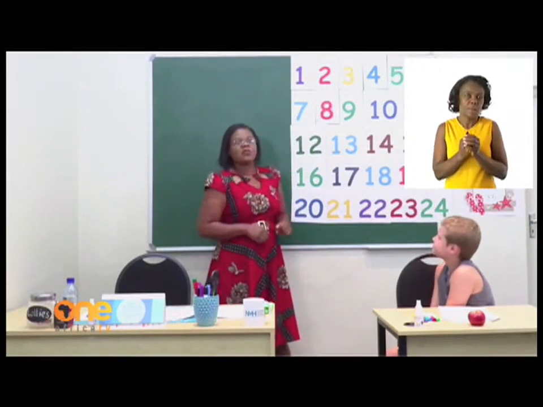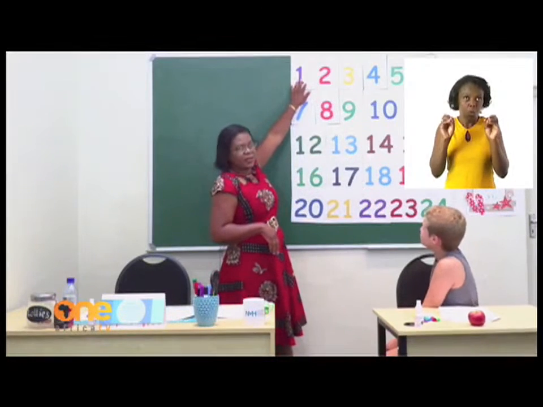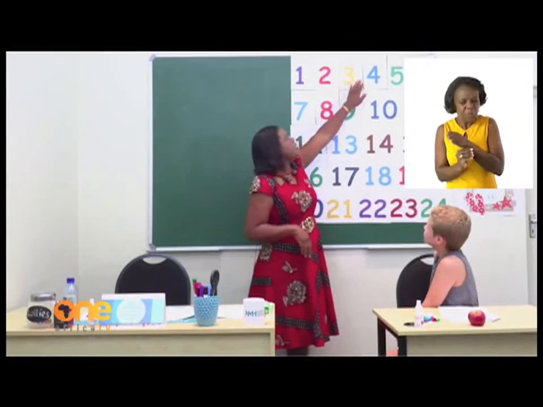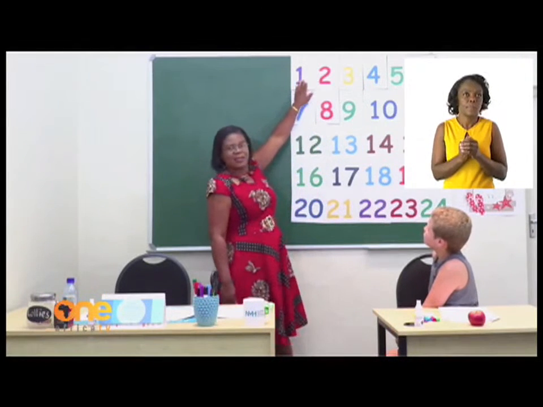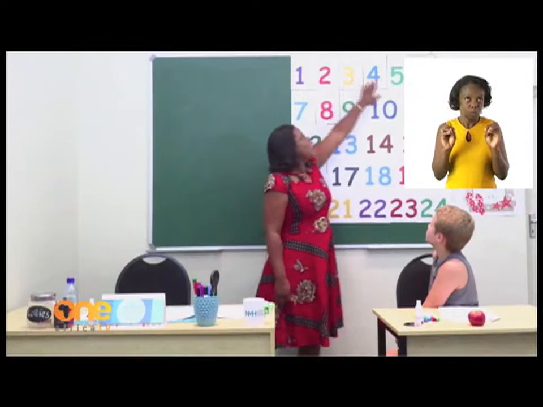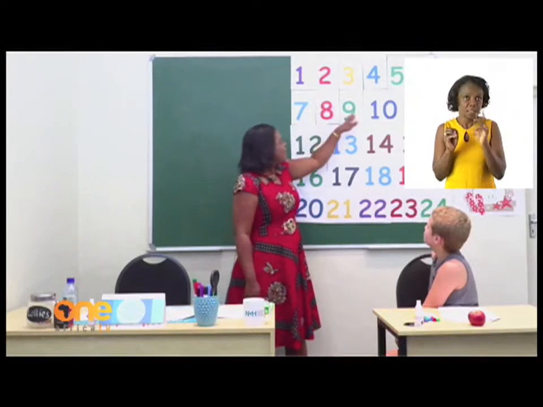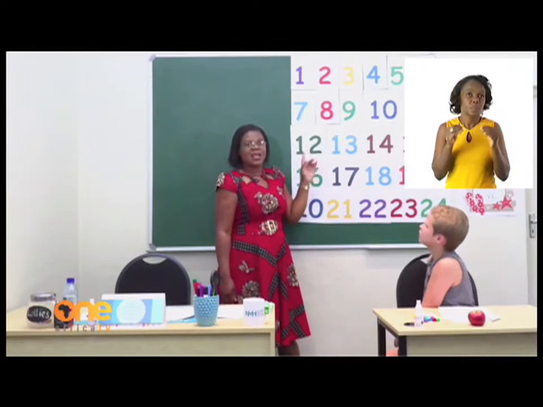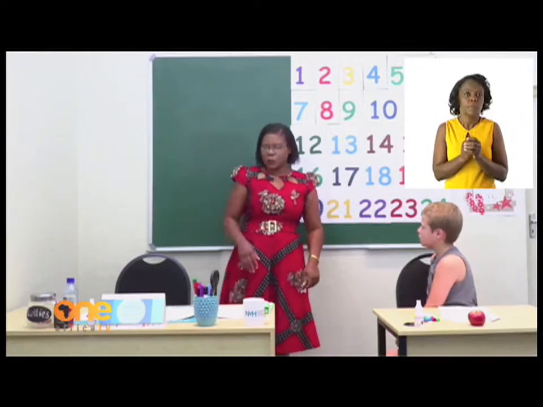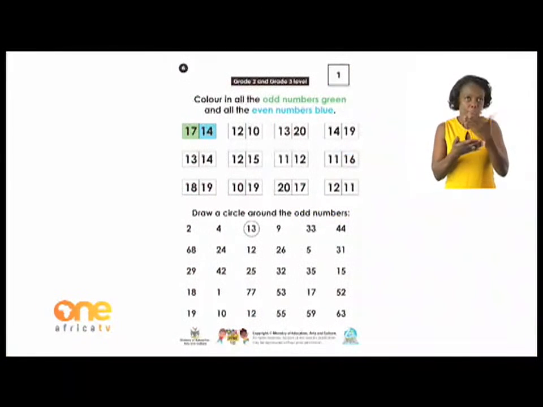Therefore, my odd numbers will be the ones that I'm skipping. Every number that I have skipped is my odd numbers. So a 1 is an odd number, 3, 5, 7, 9, 11, and we continue. Those are my odd numbers. Don't forget that. So let's go to page 6 and see what exercises are there to do.